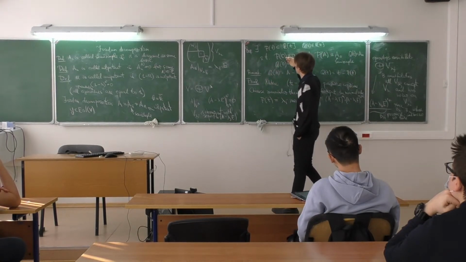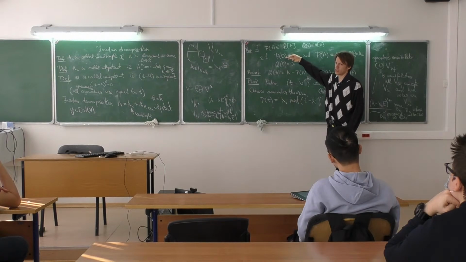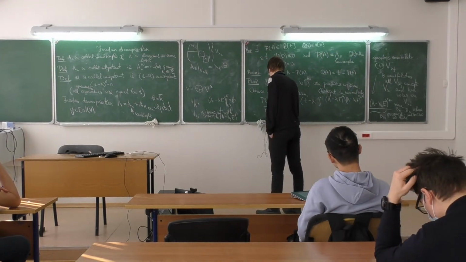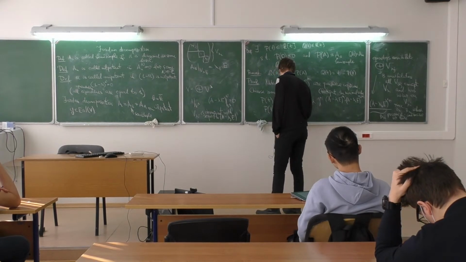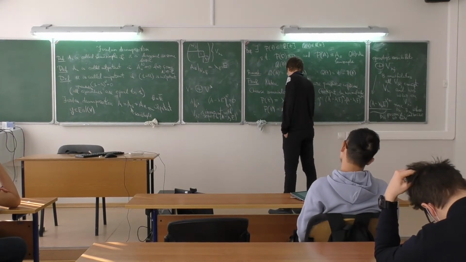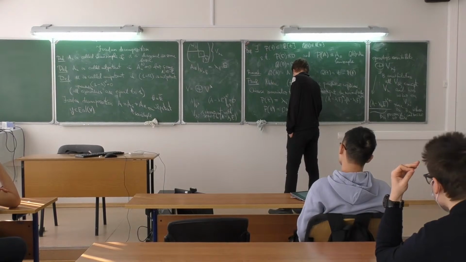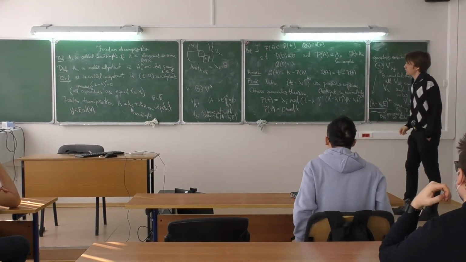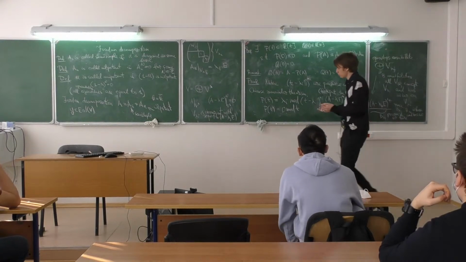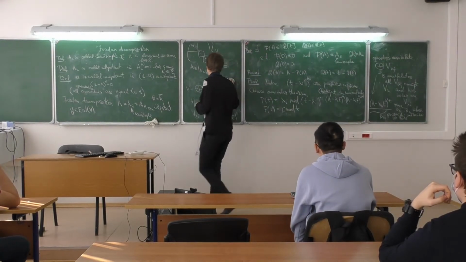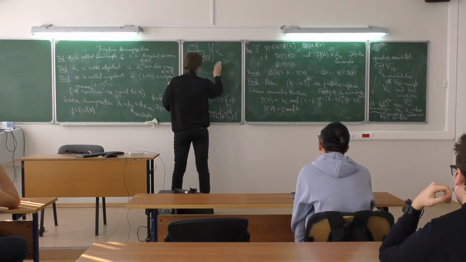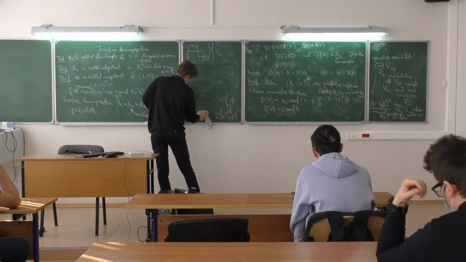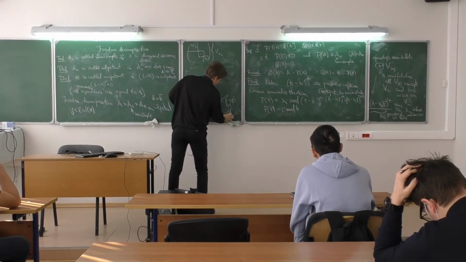Then you also have an additional condition like this, so that P of t is equal to 0 modulo t. So what you get when you apply P of A.